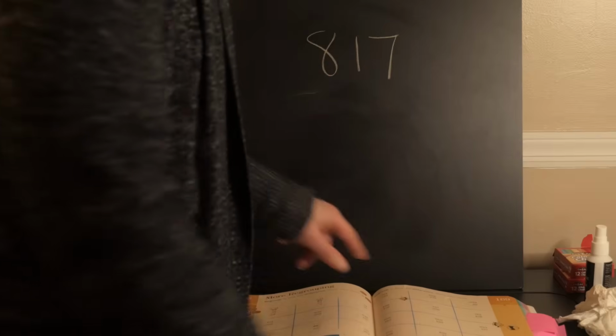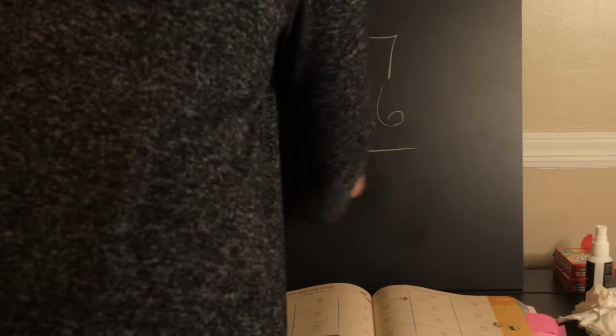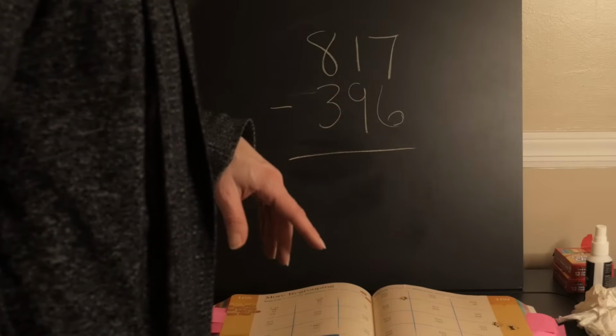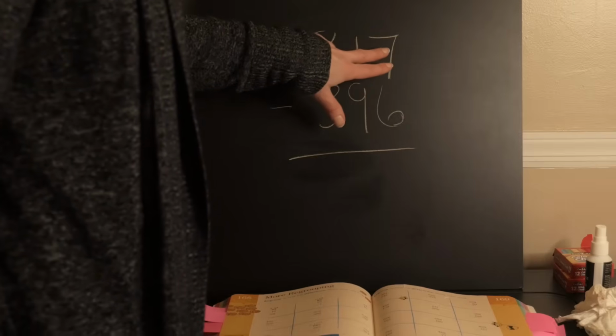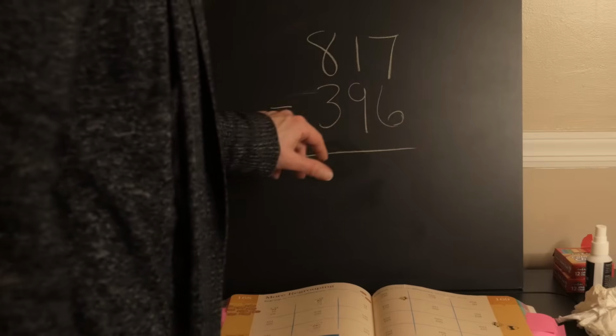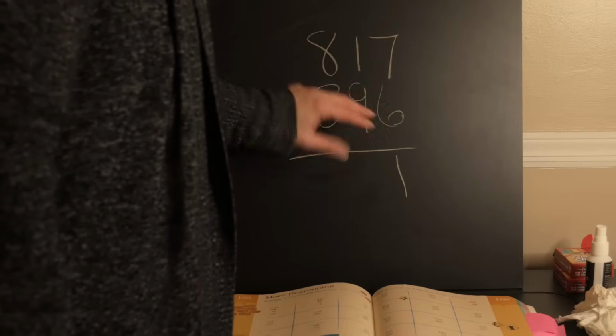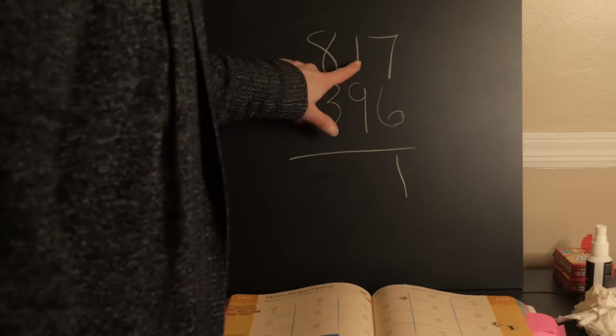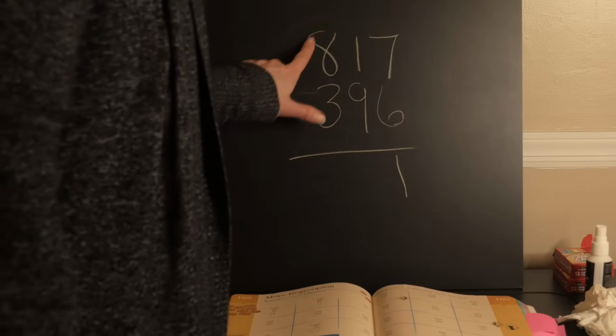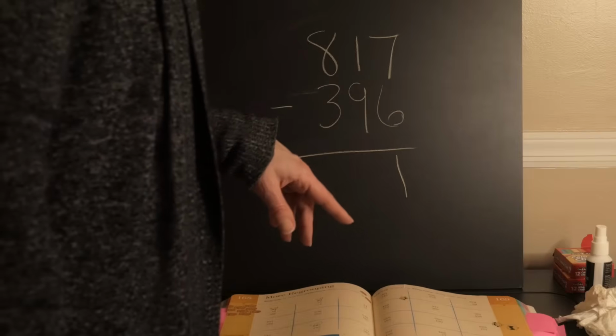Alright, should we try a 3-digit number this time? Alright, so how about this one right here? We'll do 817, and that will be minus 396. Okay, so let's see what happens here. So if we subtract the 7 minus the 6, that we can do, and that's a 1, right? Now we have the 1 minus the 9, and we need to borrow from the hundreds column so that we are able to do this calculation here.